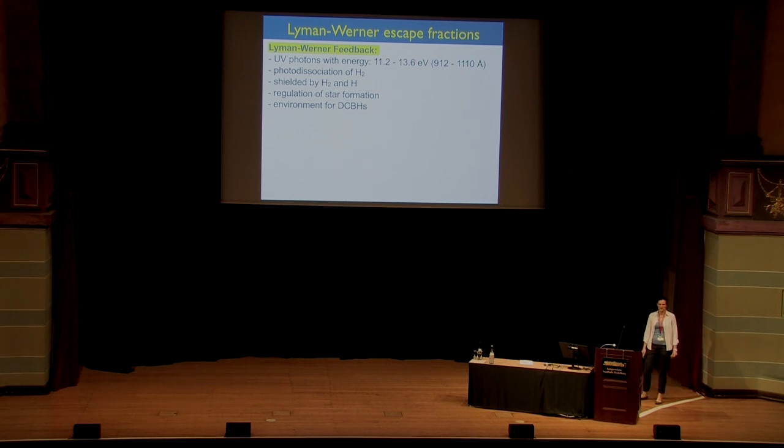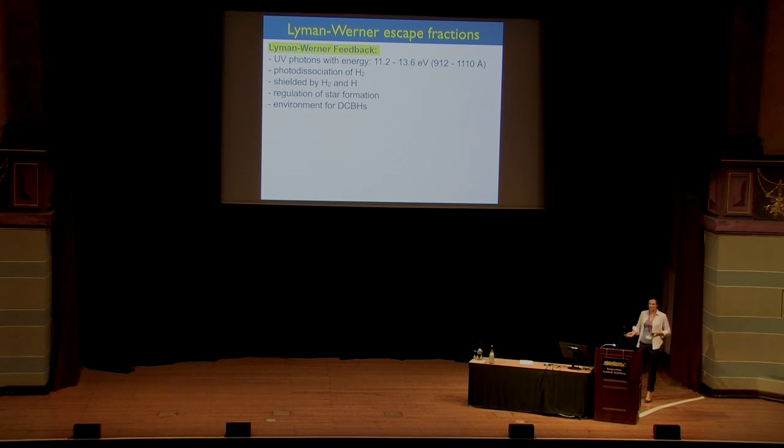Jared talked a bit about Lyman-Werner radiation already, but let me give you a short recap. Lyman-Werner feedback consists of Lyman-Werner photons in the energy range of 11.2 to 13.6 eV. This radiation is very important because it's able to photodissociate molecular hydrogen. Molecular hydrogen, on the other hand, can be self-shielding and also be shielded by neutral hydrogen. So there's an interplay of how much Lyman-Werner radiation and how much molecular hydrogen you have, in order to see if you have some molecular hydrogen at all.